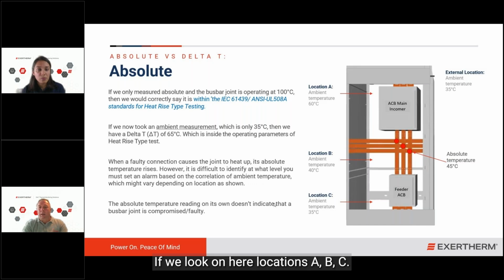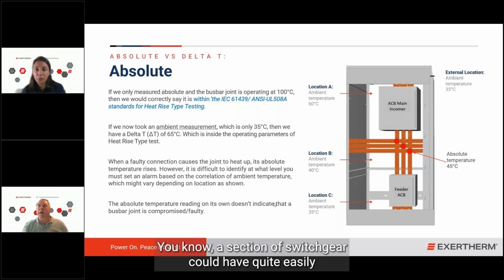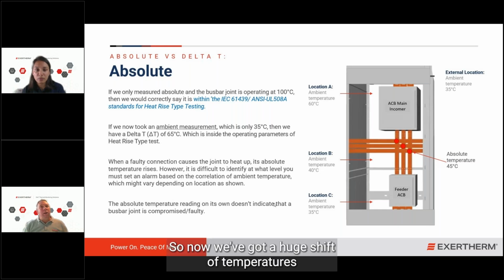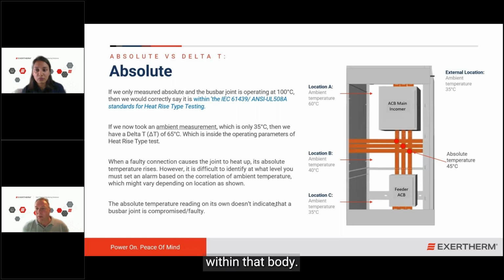If we look on here, locations A, B, C, so top, middle, and lower of switchgear, we're showing some quite big numbers here. The lower 35C, in the center, an ambient of around 40, and the top, an ambient around 60. That's quite achievable. A section of switchgear could quite easily have a 30C difference in ambient from the base to the top. So now we've got a huge shift of temperatures within that body.